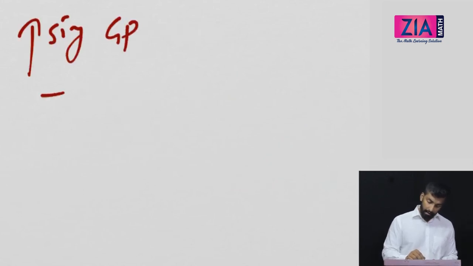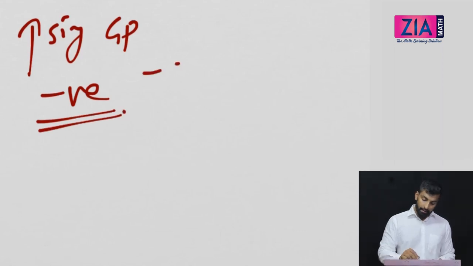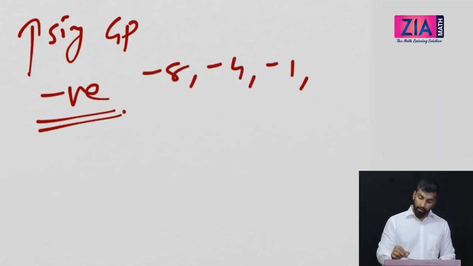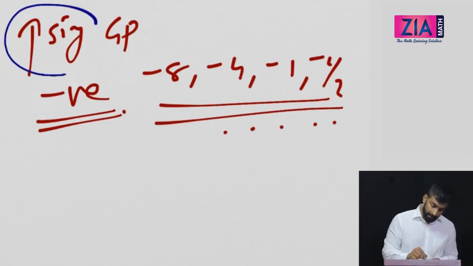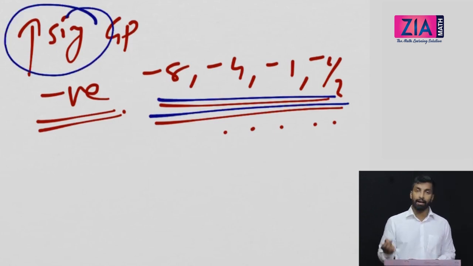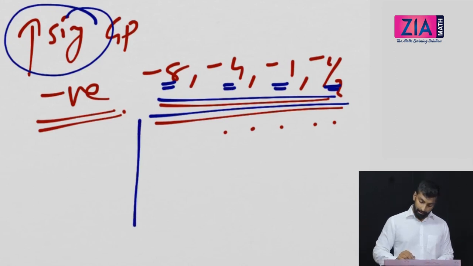What about increasing GP starting with negative? Let's take minus 8, minus 4, minus 2, minus 1, minus 1 by 2, etc. If you see all the numbers, all are negative. It is increasing, but still all are negative. Minus 8 to minus 4, minus 4 to minus 2, then minus 1 by 2, then minus 1 by 4, all values are negative. So it will look like this on a graph.